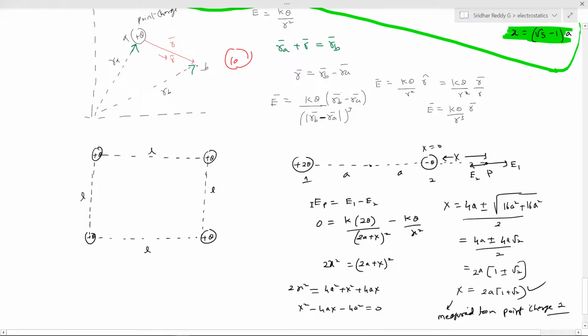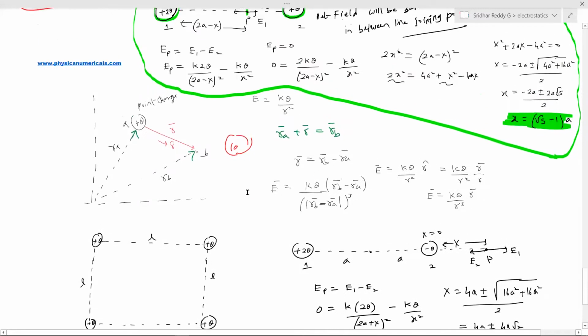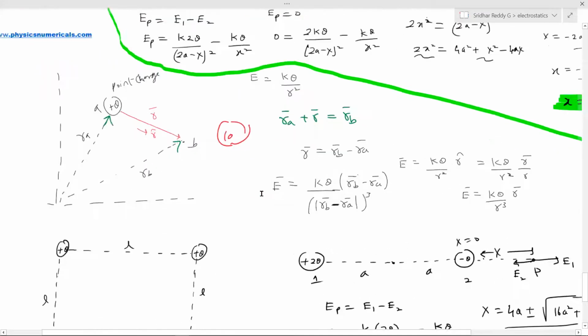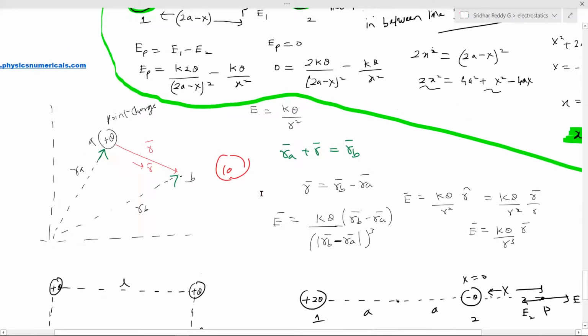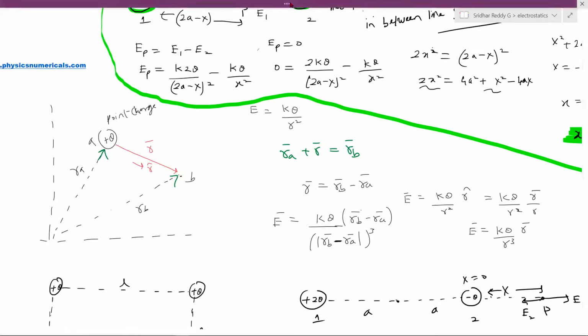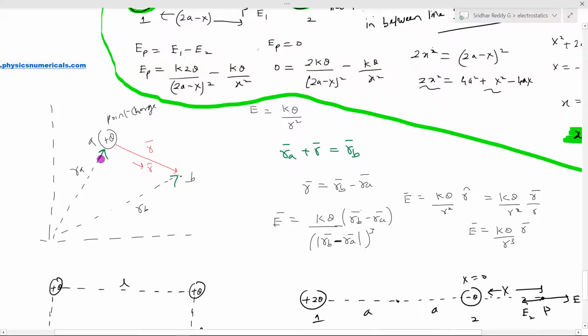And then we'll explore the next one: how to express, how to find out the electric field strength in vector form. Can we find out the electric field strength in the vector form? So I kept a point charge plus q in a space. What is the position vector of the point charge? Let it be RA bar.